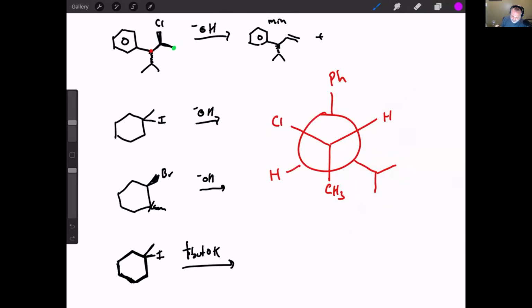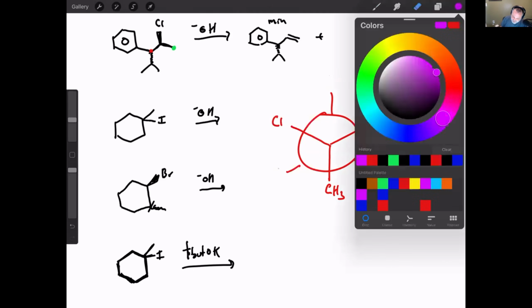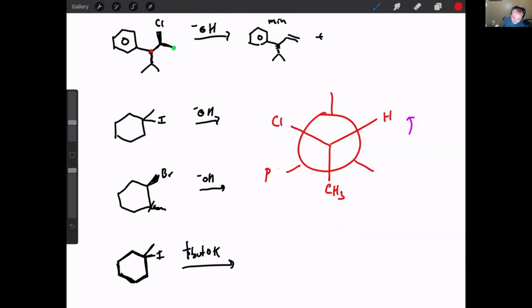And so what we have to do is a rotation. We have to rotate it this direction so that the hydrogen is in the correct orientation. Now, instead of rewriting the Newman projection, I'm just going to erase things. So I'm going to move everything around one position. That means that the phenyl group went here, the hydrogen went here, and the isopropyl went there.